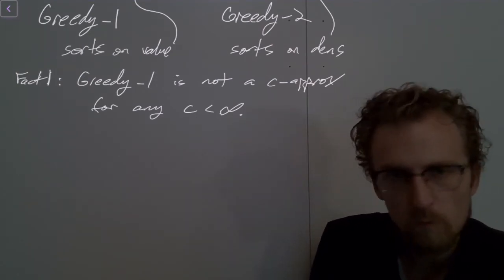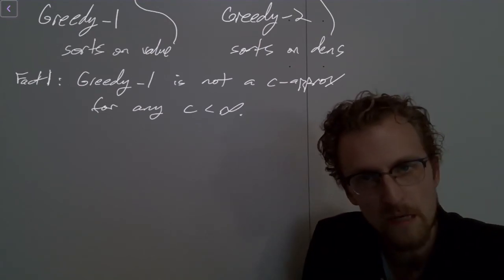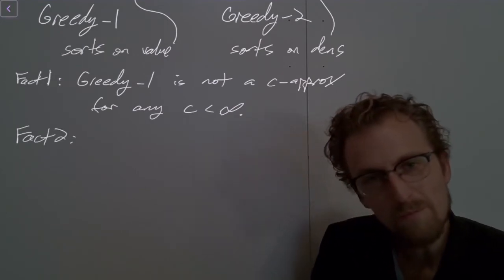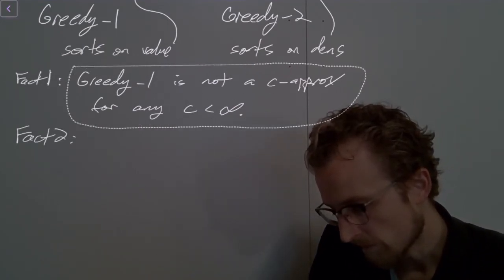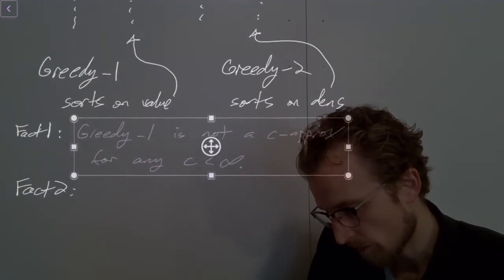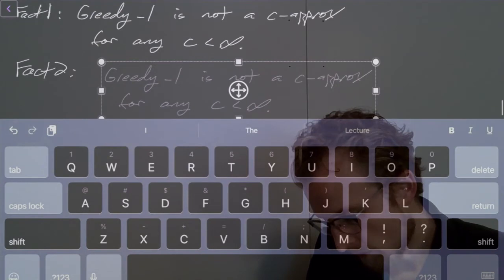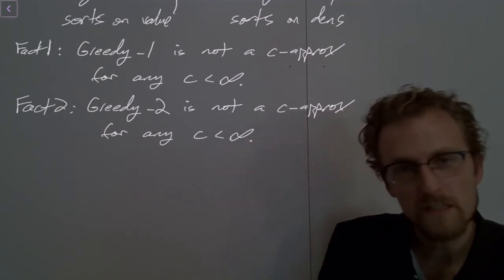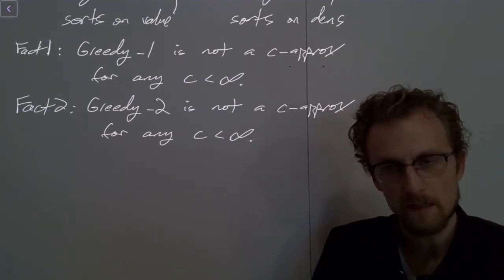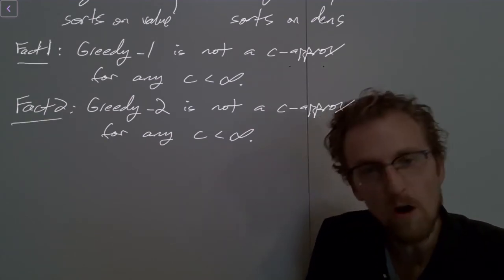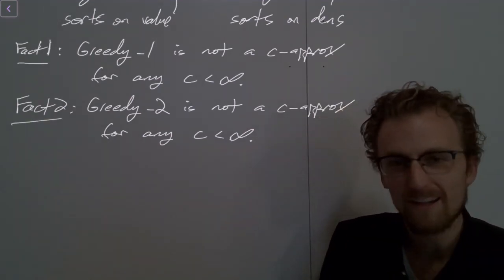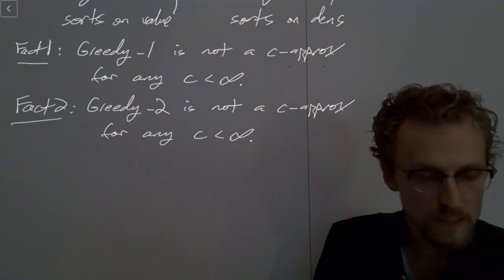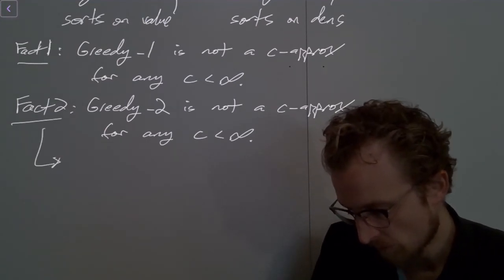You'll work on this in the homework, and you'll use the same concepts that I use to show fact 2. Fact 2 is very similar. In fact, I'm just going to copy fact 1 and then change the wording just a little bit. Fact 2 says the following: greedy 2 is not a C approximation for any finite C. So we're just following our theme of greedy not working out well for us on the knapsack problem, or so it would appear. Right, so let's think about why this is the case. Let's prove this one.